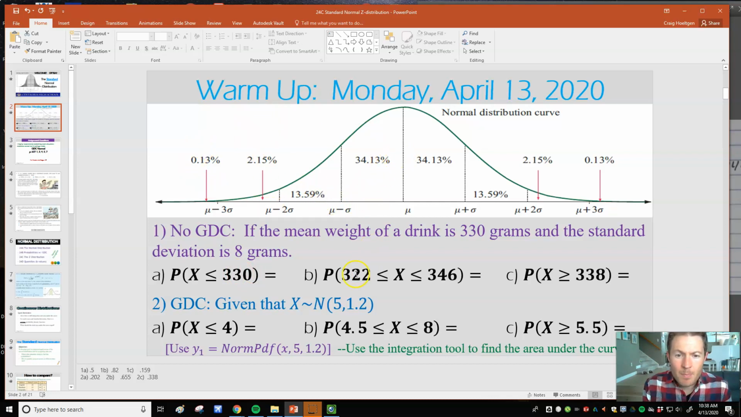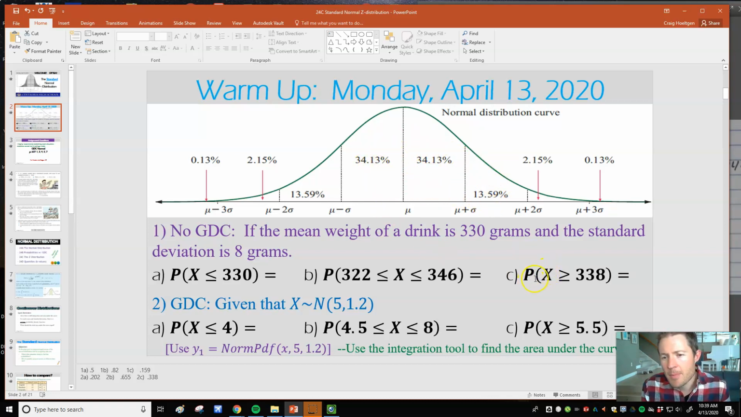Next one, probability being between 322. Again, if this is 330, our mean, and our standard deviation is 8 here, then I go down one standard deviation. I know this is 322. And now up to 346, well, the first one would be 338. The second one, go another 8, and you get 346. So I'm adding together these three sections here, and that's about 0.82.